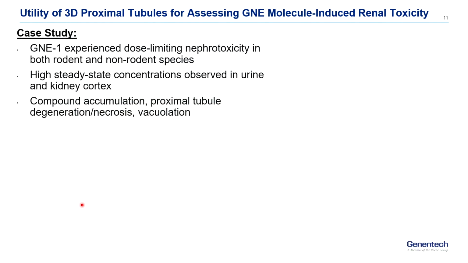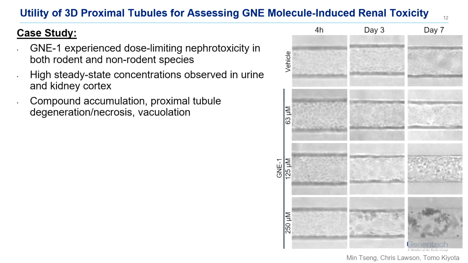So now, switching gears a little bit, my talk is with this in-house molecule example. Once again, GNE1 experienced this dose-limiting toxicity, with this nice retention in the kidney. And when applied to the human chip, you see results similar to polymyxin B. You see the concentration and time-dependent damage of the human in vitro proximal tubes.